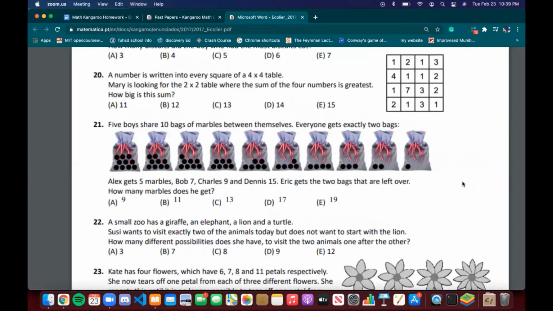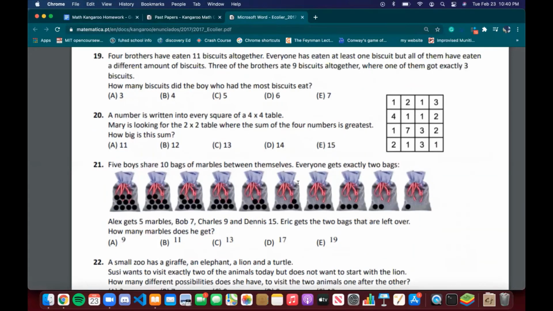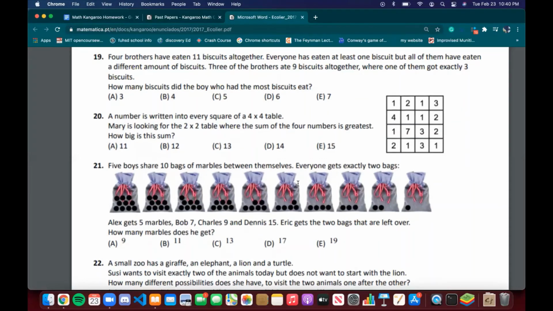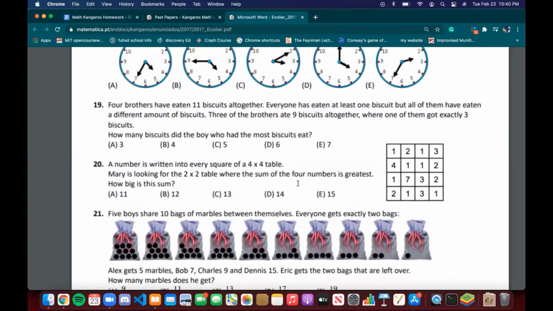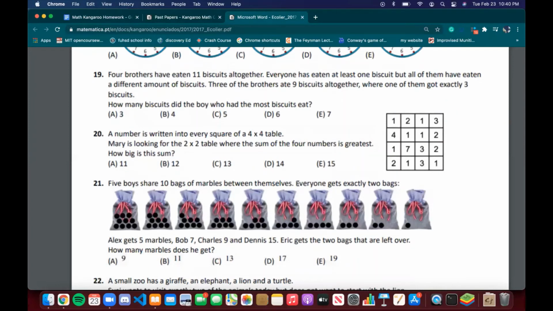21, we used a neat trick where you could just skip the entire part where each person gets 2 bags and just count the leftover marbles that Eric gets. 20, you just have to find the largest numbers. And 19, all you had to do was write out how many each brother got and use that to figure out what the next brother got.